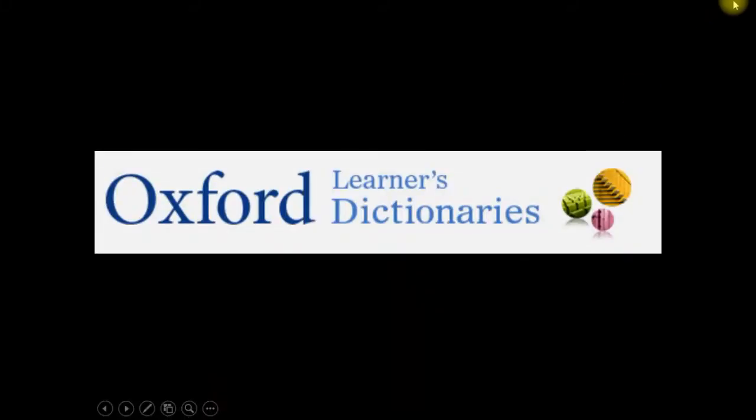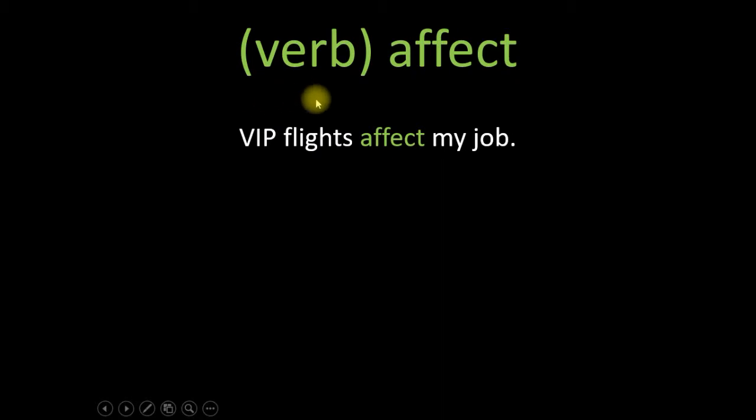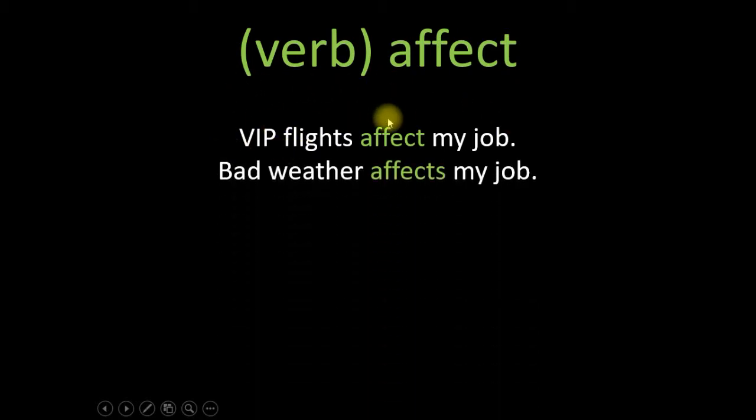So let's go back to look at some examples about how we can use the verb affect in an aviation sense. VIP flights affect my job. Bad weather affects my job. Notice here the difference because flights is plural, so we need the plural noun in present simple. Weather is uncountable, and so therefore singular, so we need that third person singular s. Affects my job.